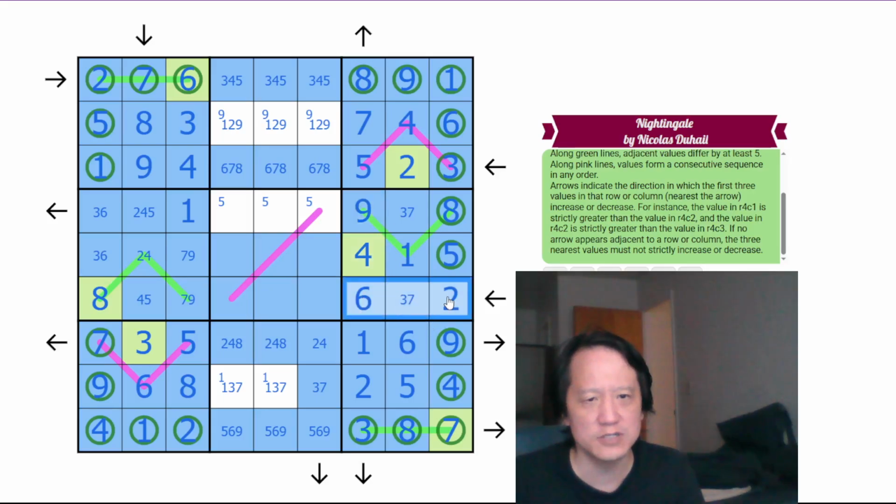For this to be increasing, this must be 2, 3, and 6, and this must be 8, 7, and 9. So that's satisfied. This is satisfied, as I said. 16 down to 4, 5, up to 7 or 9 is satisfied.